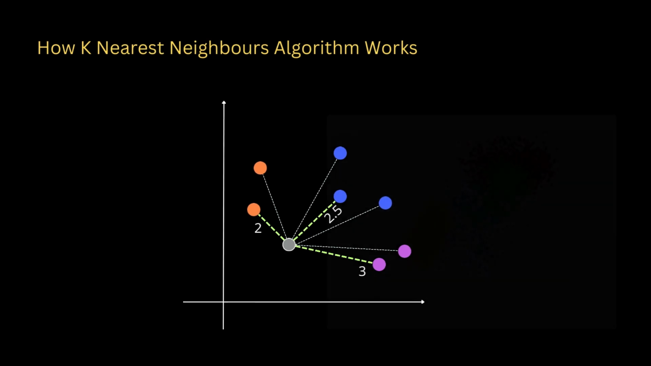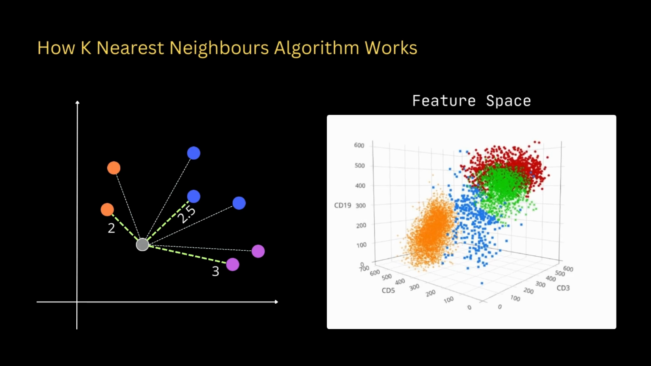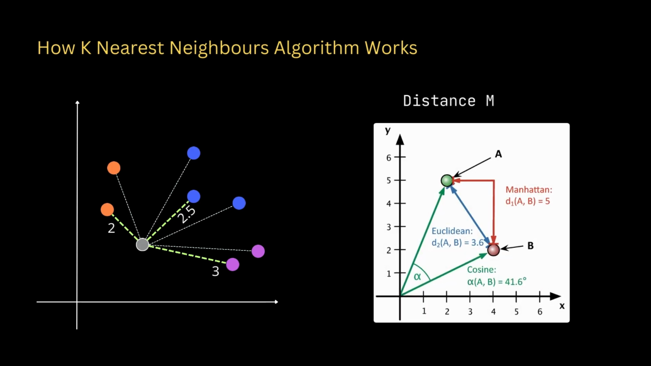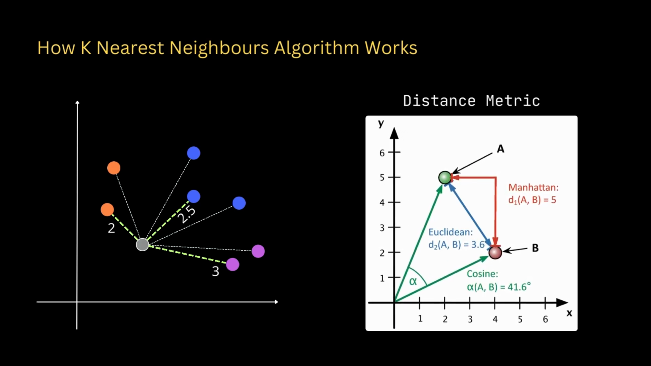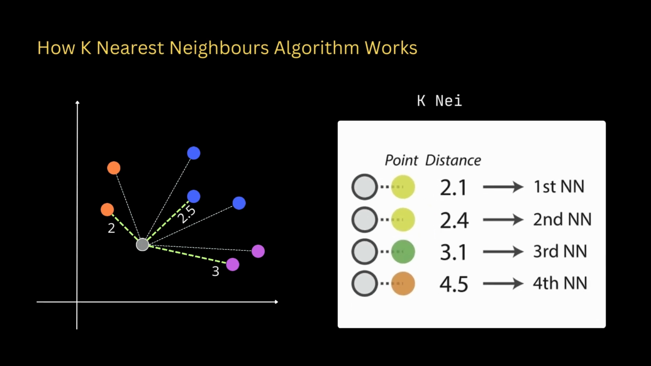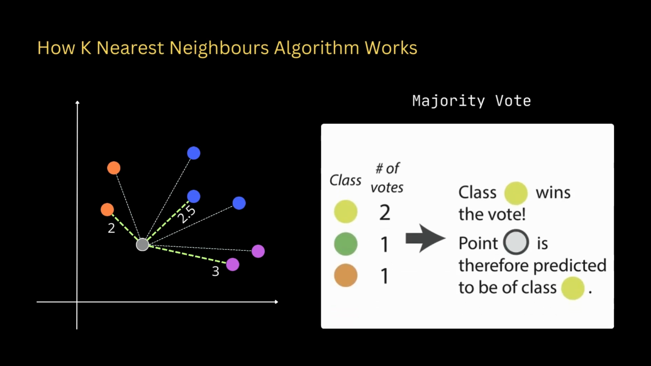Here's a step-by-step breakdown. Feature space. Every data point is represented in an n-dimensional space where each dimension corresponds to a feature of the data. Distance metric. Calculate the distance between the new sample and all existing samples in the dataset. Common metrics include Euclidean, Manhattan, and Hamming distances. K Neighbours. Identify the K closest points to the new sample. These are its nearest neighbors. Majority vote. For classification, the new sample is assigned the most common category among its K nearest neighbors. For regression, the value is the average of the K nearest neighbors.